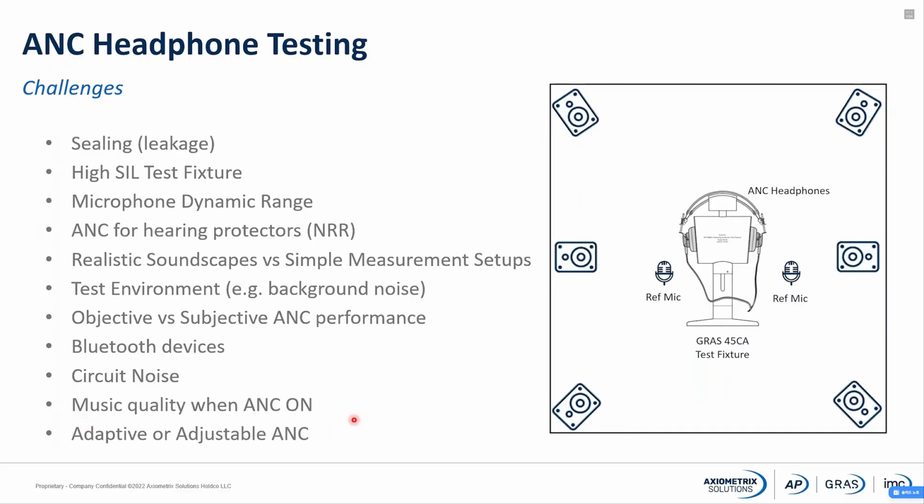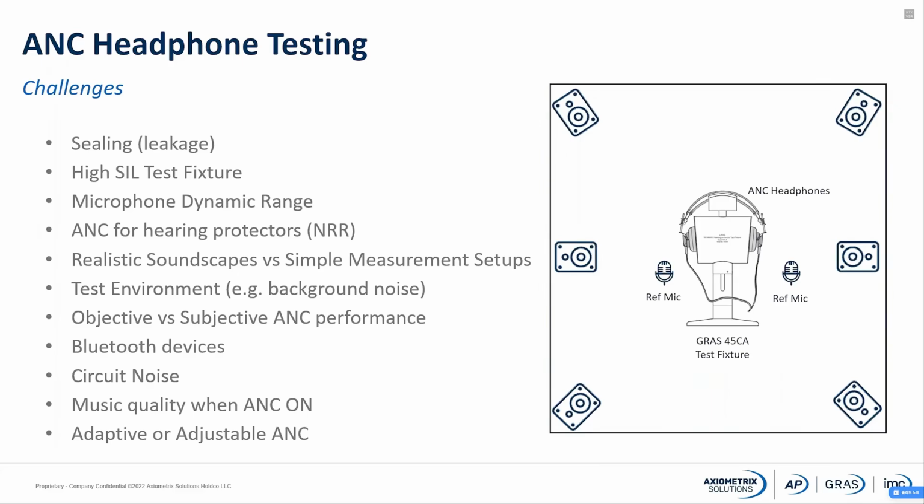And then we have something new, which is adaptive or adjustable ANC. Depending on the background noise around you, the ANC circuits might change the amount of processing they are doing depending on the signal around you. So if you want to test that, you might consider a signal that is changing in level, that is adding interfering talkers, that is changing the type of noise over time.